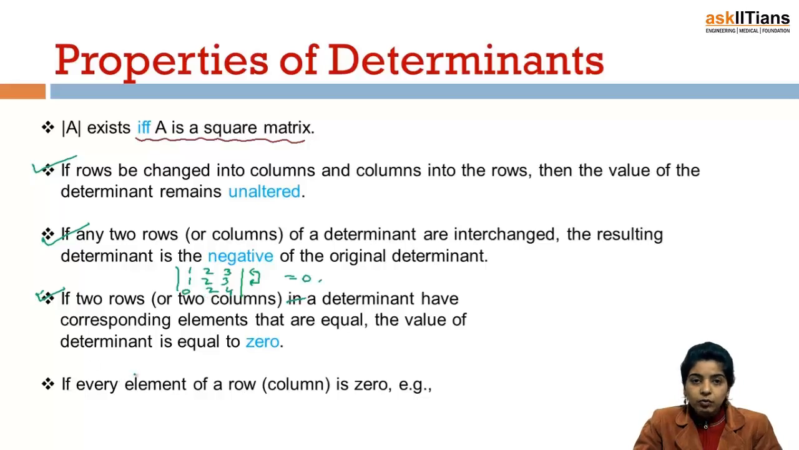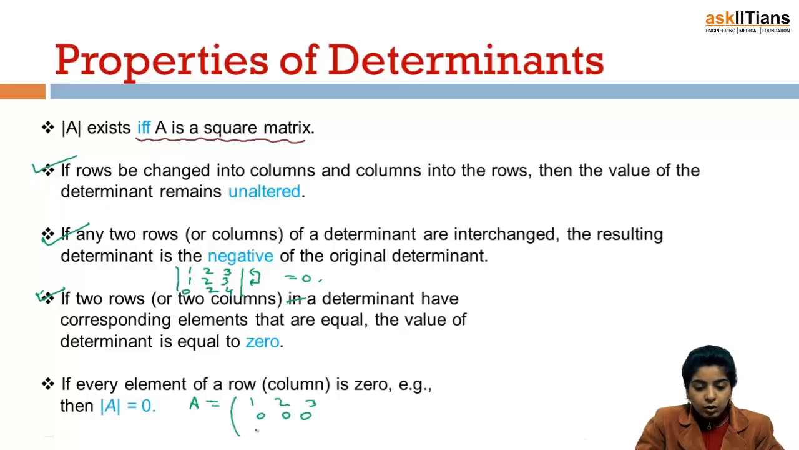If every element of a row or column is 0, then determinant of A is equal to 0. Suppose I have a matrix A as 1, 2, 3, 0, 0, 0, 4, 2, 1. Then I can directly say that determinant of A would be equal to 0. Why? If every element of a particular row is 0, or similarly if every element of a particular column is 0, then the value of that determinant is always equal to 0.